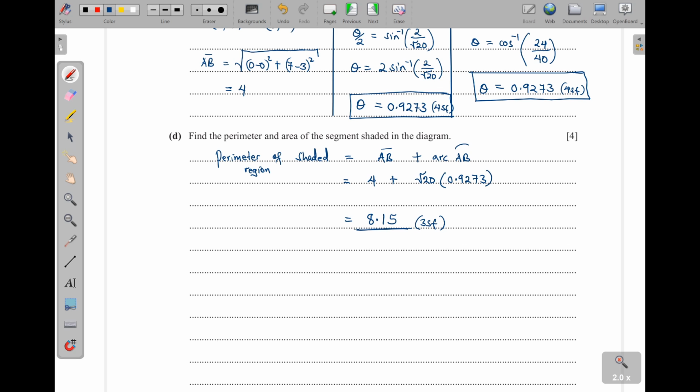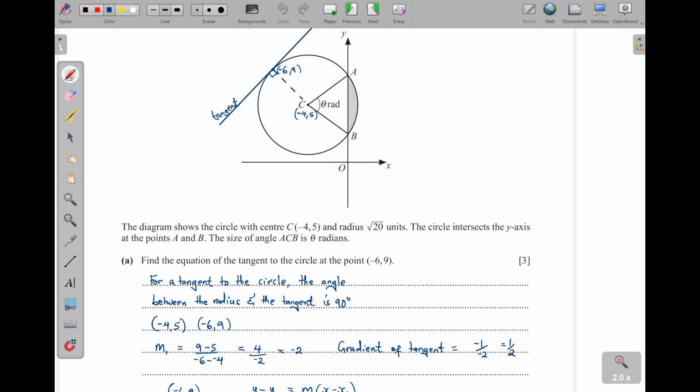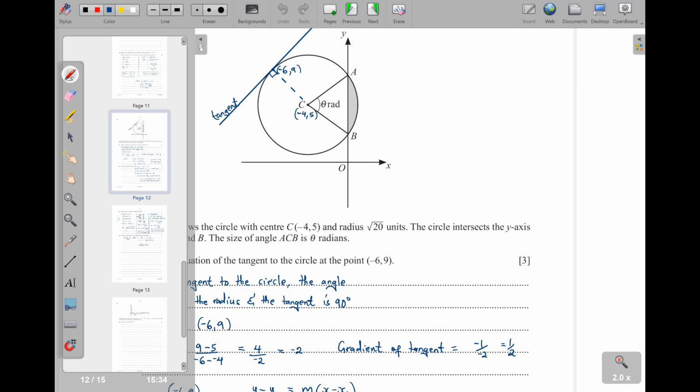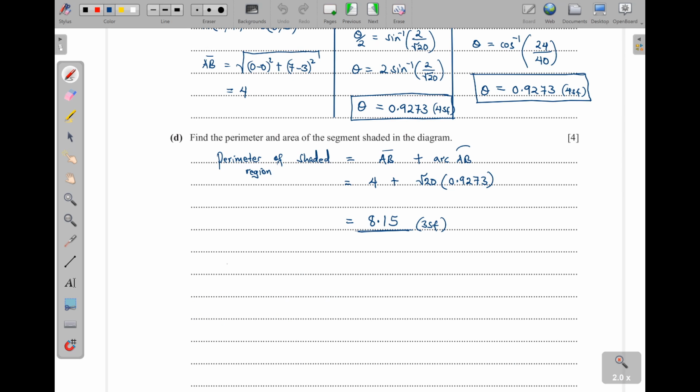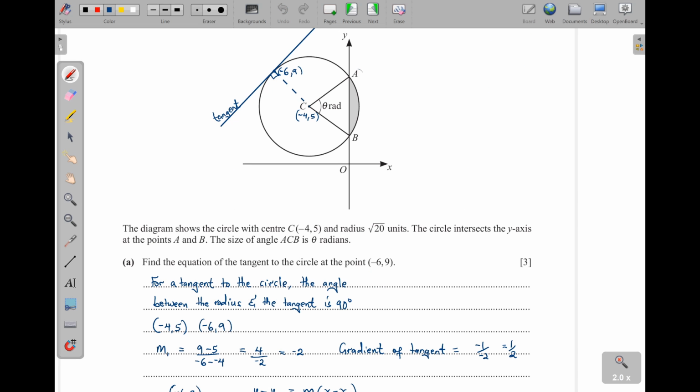Okay, you don't need to put centimeters because they didn't tell us of any unit here. It was just in units. Okay, so just leave it like that. Then the shaded area. Of course, area of the segment is equal to area of the sector. Area of sector. That sector is ACB. If you can check here, ACB. So the sector is this one here.